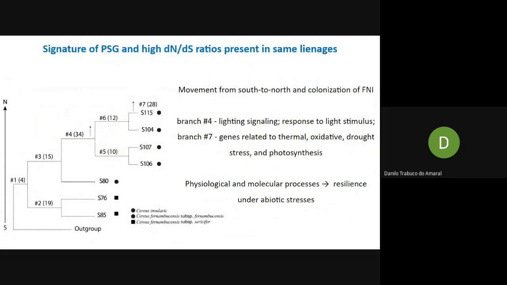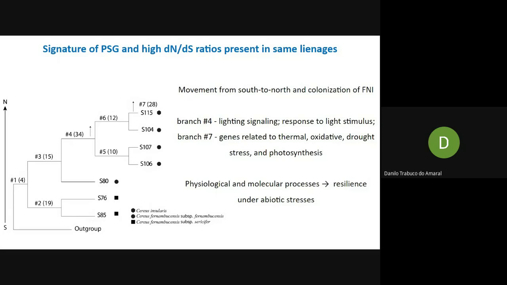However, we still find some signatures of positive selection genes and high dN/dS rates in some specific lineages or clades. For example, when you observe the movement from south to north, we have the first high dN/dS change in clade 4, which is the first incursion of Cereus fernambucensis from the south to the north region. And the genes associated with positive selection in these clades are associated with light signaling and response to light stimulus.